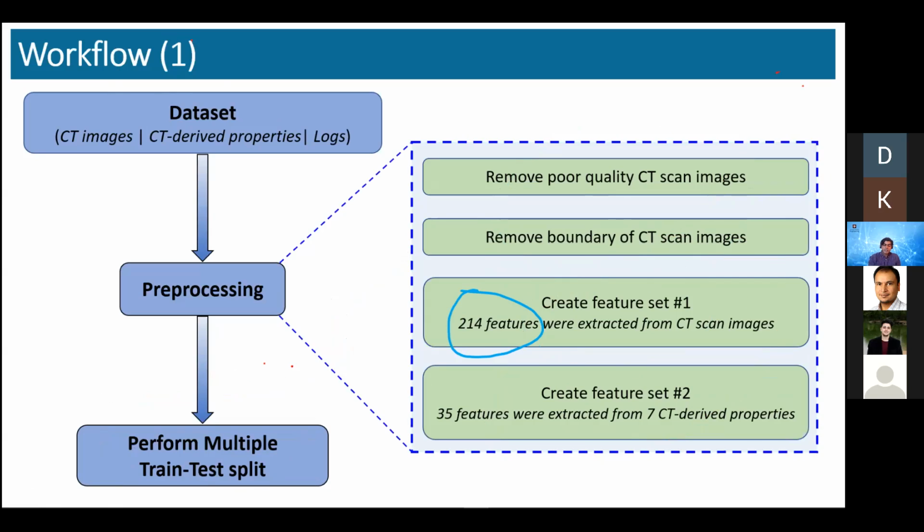This feature extraction was done on CT scan images. On each slice, we performed feature extraction and generated 214 features. Remember, these features should be informative. How will you check for informative?